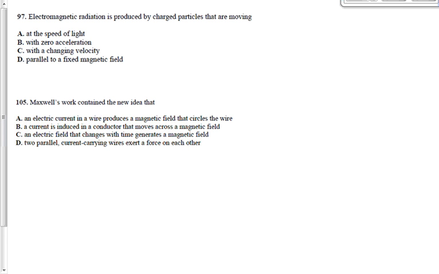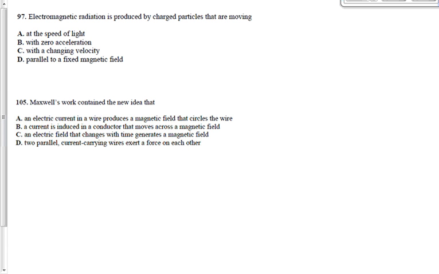C, a changing velocity. Does that work? Who says C? That's acceleration, right? The EMR is produced by accelerating charges. C is the answer. 105, Maxwell's work contained the new idea that an electric current produces a magnetic field.